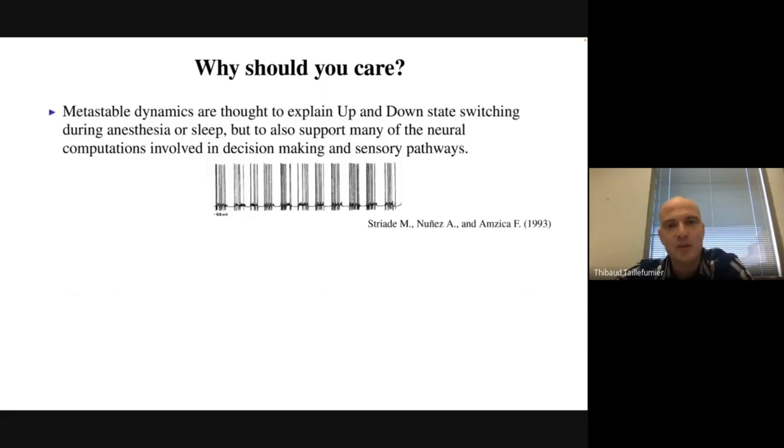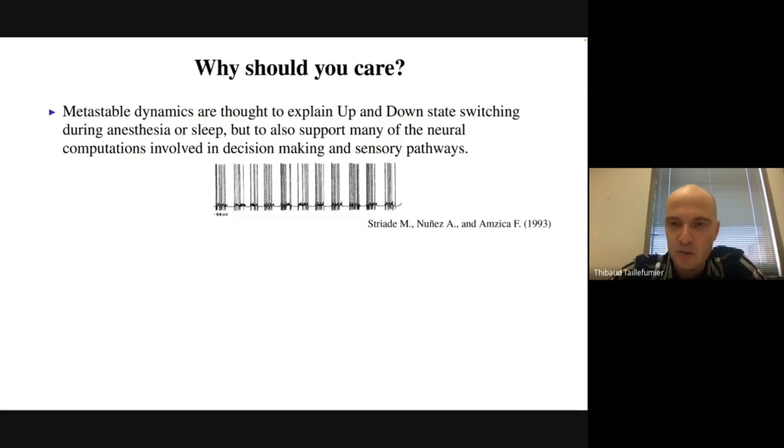Well, first is because a lot of phenomena in the brain have been shown to exhibit metastable dynamics. One of the best known cases would be the up and down state switching during anesthesia or sleep. But it has also been hypothesized that metastability plays an important role in certain neural computation, especially involving decision making and certain sensory pathways. For decision making, it could be something like perceptual rivalry and things like that.